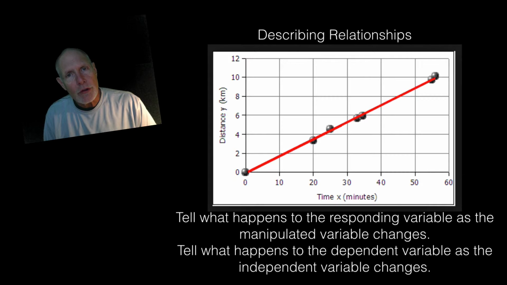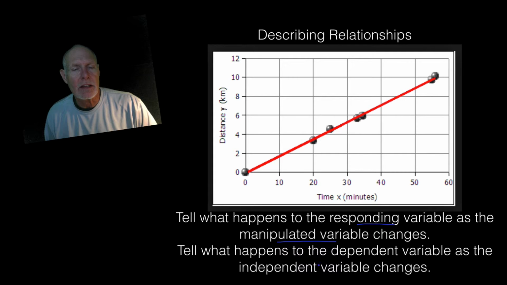One of the things we can do now with graphs is we can actually describe the relationship that the graph is representing for us. So here's an example again of the same graph. This happens to be time and distance. When we talk about describing relationships off of a graph, what we do is we always tell what happens to the responding variable as the manipulated variable changes.